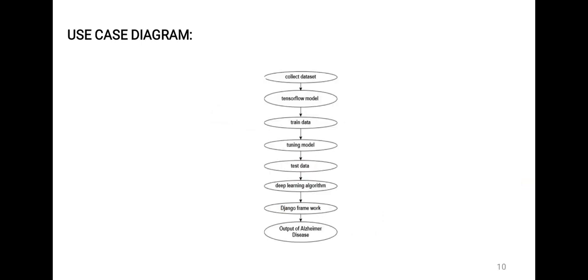Use case diagram. First we need to collect the images for datasets. Then we use the TensorFlow model and train the model. Then we need to test the model with the samples we have. Then we apply the deep learning algorithm, and after getting the result we can deploy it in Django. The output can be seen, whether the patient is having Alzheimer or not.